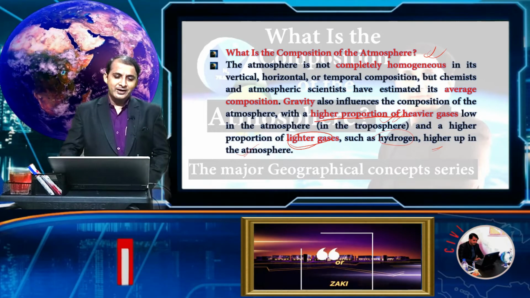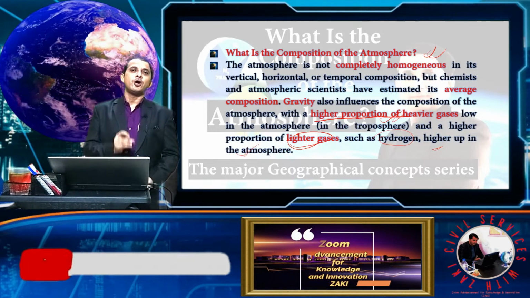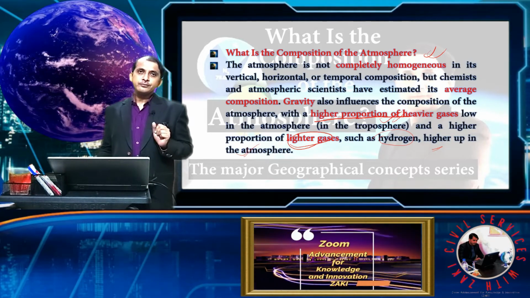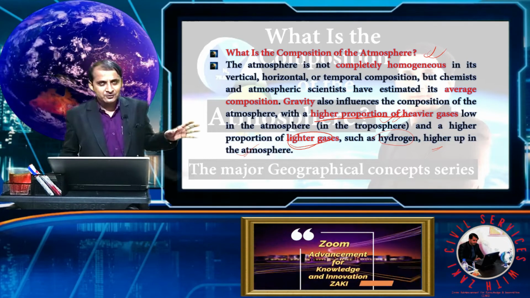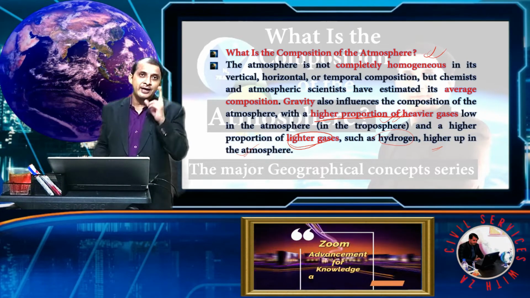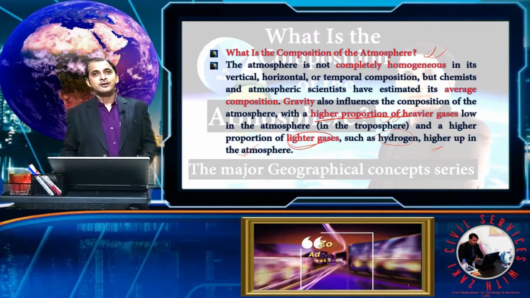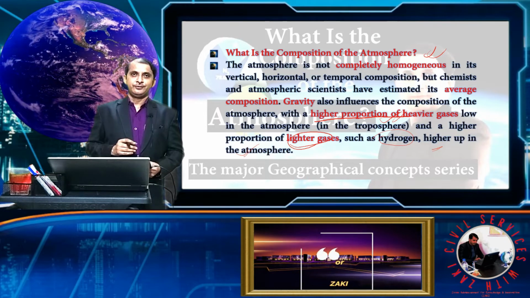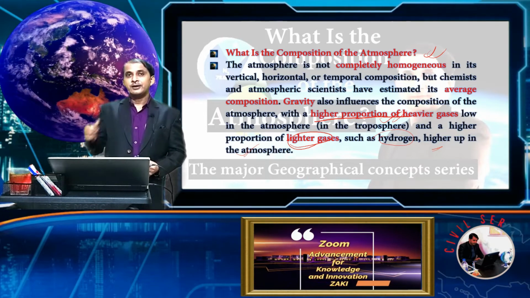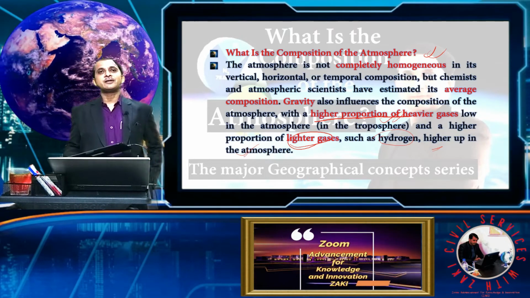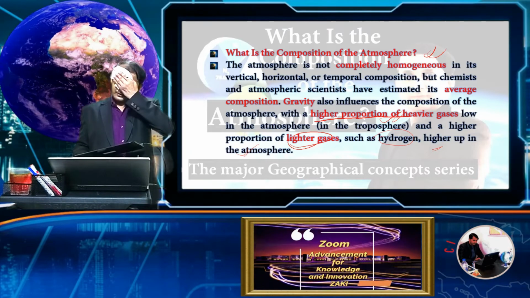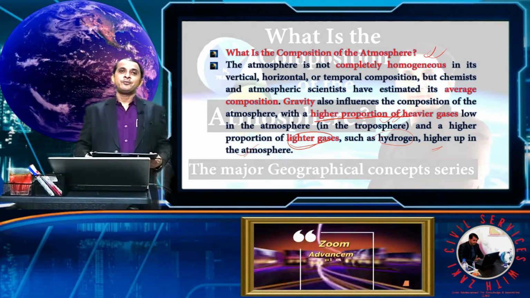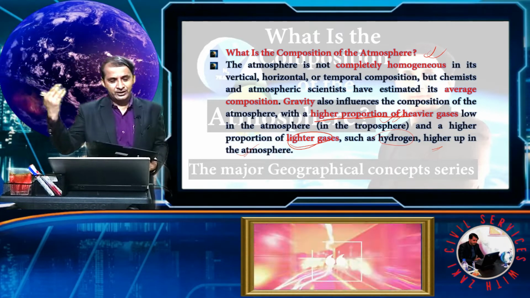Now we move forward and see the composition of the atmosphere. Basically there are two types of gas present in the atmosphere: one is permanent and another is variable. The composition of the permanent gases remains the same, but the variable gases vary from place to place, and with latitude and altitude.